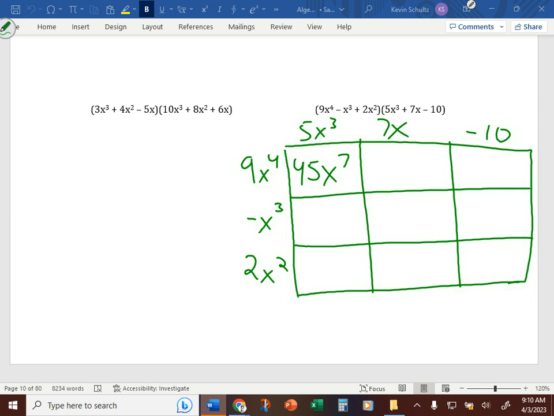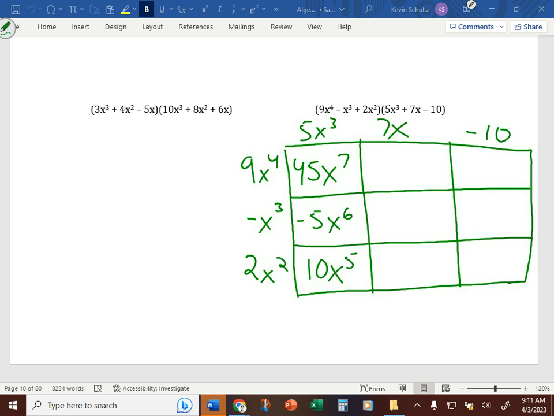What goes in the top middle section here? 9x to the 4th times 7x. Nick? Negative 5x to the 5th. Sorry, it's negative 5x to the 6th, right? 3 plus 3 gives us 6. Negative 5x to the 6th. And then the bottom one, 5x cubed and 2x squared. What do we get? 10x to the fifth. Good. So your first operation here is you are multiplying.